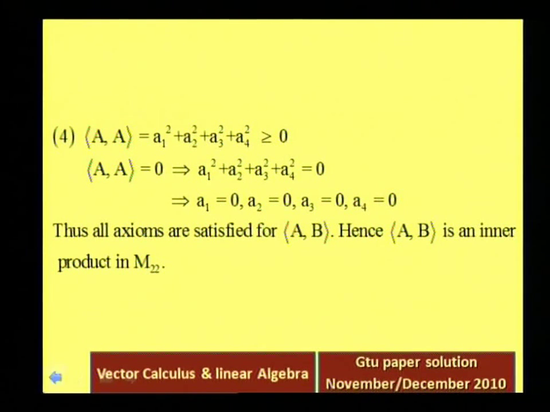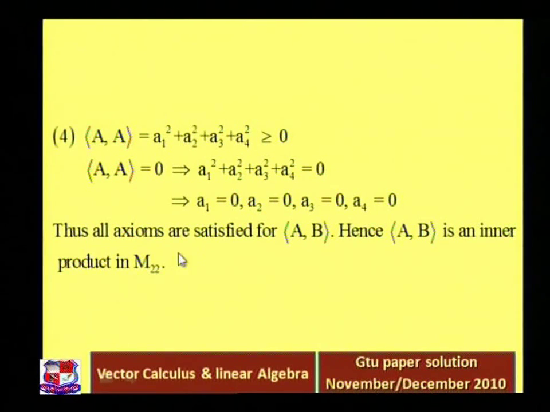Okay, now next we want to prove that if inner product A with A is equal to 0, then we have to prove that capital A, the matrix, is a 0 matrix. So if inner product A with A is equal to 0, that means a1 square plus a2 square plus a3 square plus a4 square is equal to 0, right? Now sum of the square of these 4 elements equal to 0, that means a1 equal to 0, a2 equal to 0, a3 is equal to 0 and a4 is equal to 0.